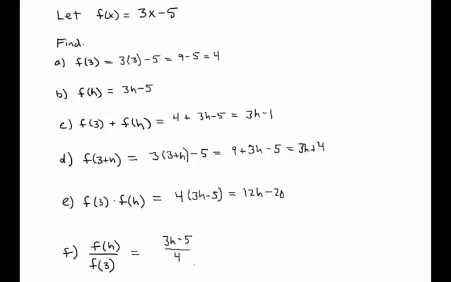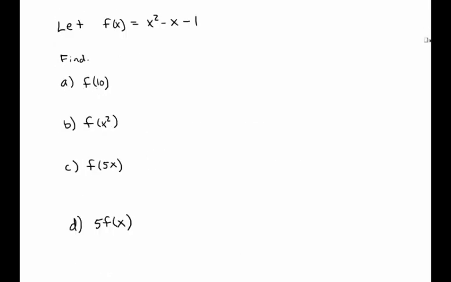There's no simplification required. In the next example, we have f of x is equal to x squared minus x minus 1. And the difference in this example than the other example, this function has the independent variable x twice in it. So in A, when we want to find f of 10, it's equal to 10 squared minus 10 minus 1, which is equal to 10 squared is 100, minus 10 minus 1 is equal to 89.